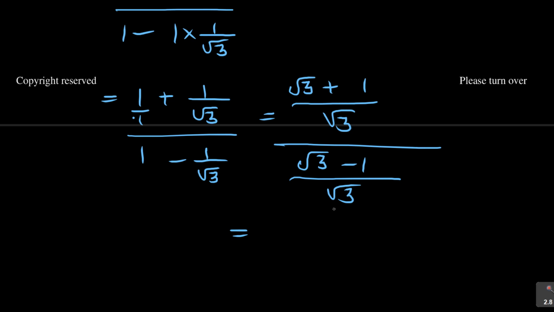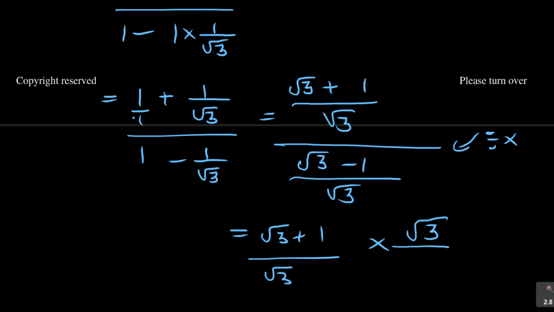you are going to change that into, these are fractions now, into a division sign. So it's root 3 plus 1 over root 3 divided by root 3 minus 1. When you divide, remember, it will be times once, you invert: root 3 over root 3 minus 1.